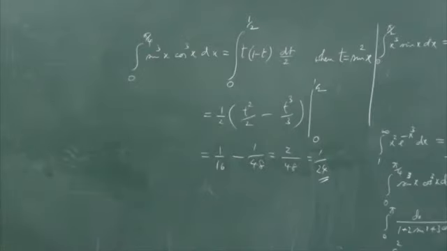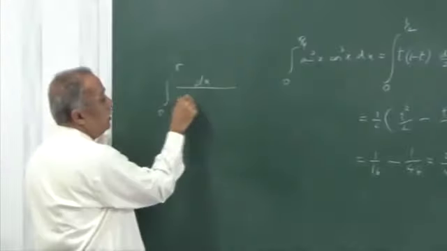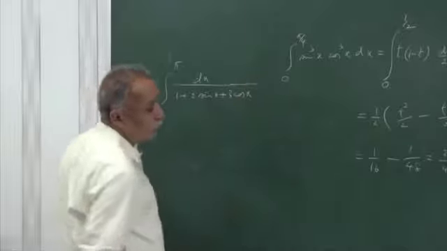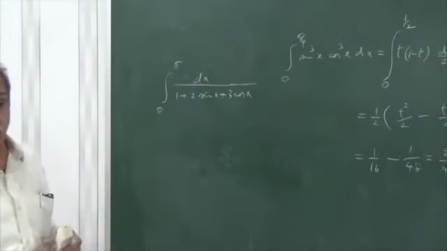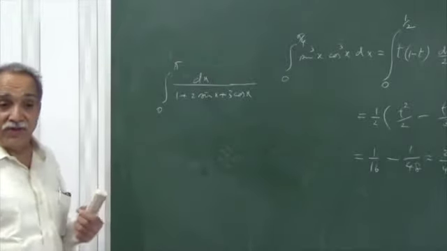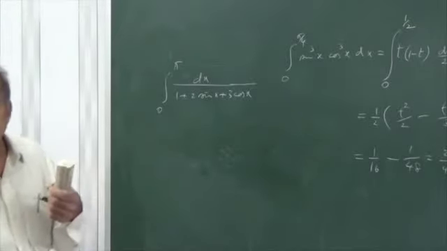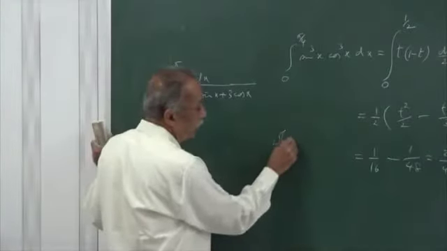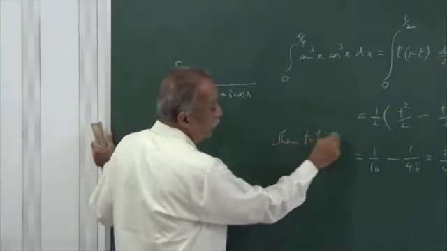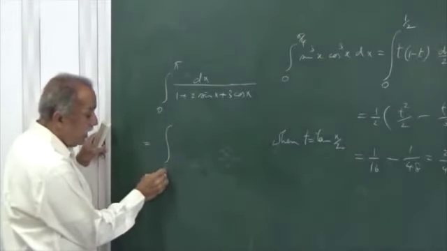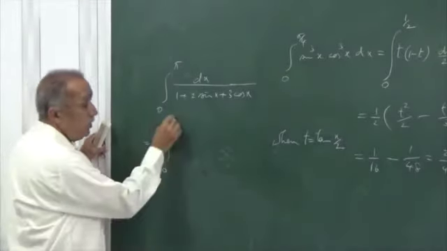Next, integral from 0 to pi of dx by 1 plus 2 sin x plus 3 cos x. Again, you may have several methods. One of the methods is the use of the substitution tan x by 2 equal to t. The new limits of integration will be tan 0, which is 0, and tan pi by 2, which is infinity.